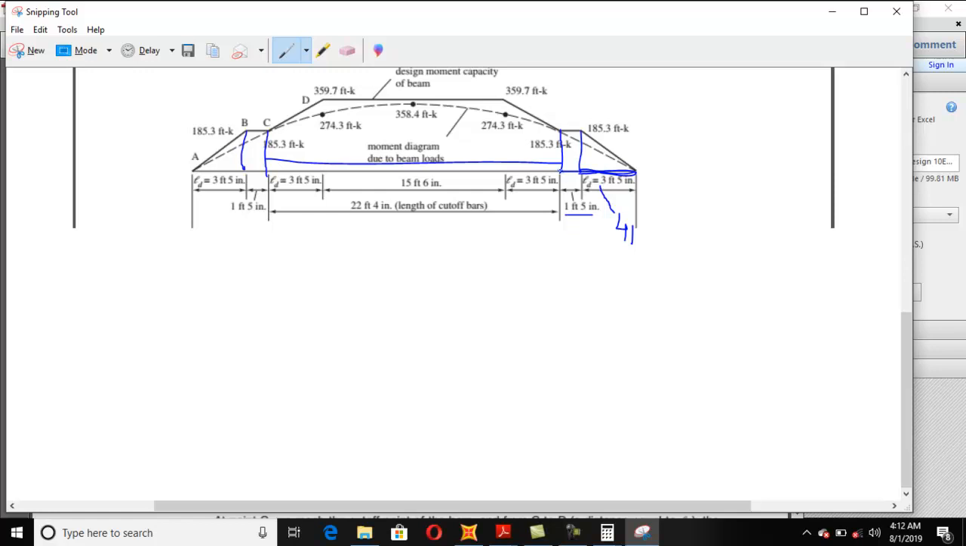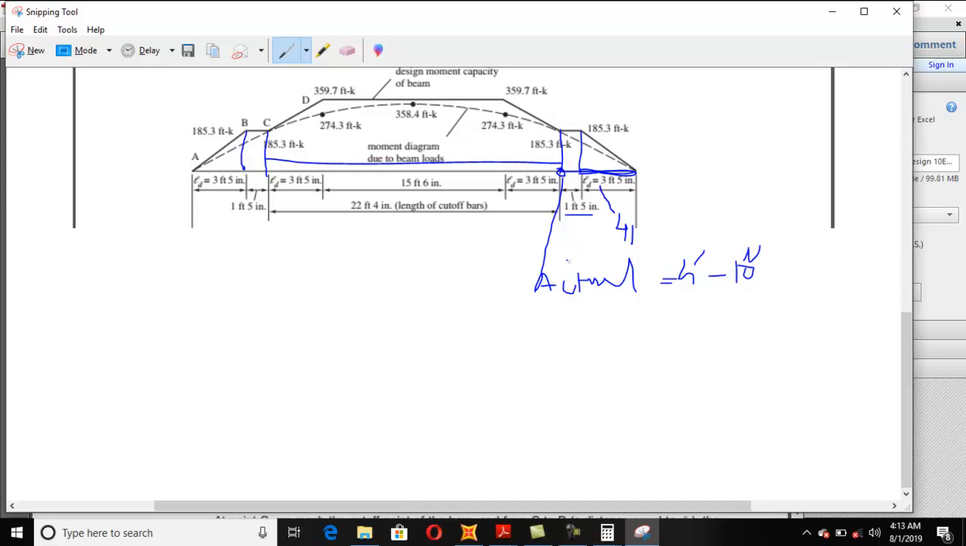So basically, this is the actual cutoff point. This is the theoretical cutoff point. This is the actual cutoff point. And the actual cutoff point will be 3 foot 5 inch plus 1 foot, so 4 feet and 10 inches. At 4 feet and 10 inches is the actual cutoff point. So this is the basic length.